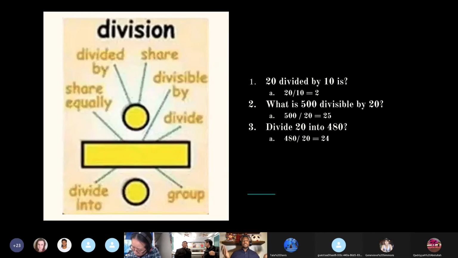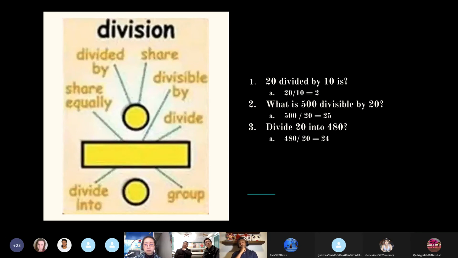Division. Some of the words we use are: divided by, share, divisible by, share equally, divide, divide into, and group. These are just some phrases that we can use when talking about division. And I used the slash for my division symbol because I couldn't figure out where to find that on my keyboard. I know there's a special key that you can hit to get that symbol, but we know the slash is also divide.